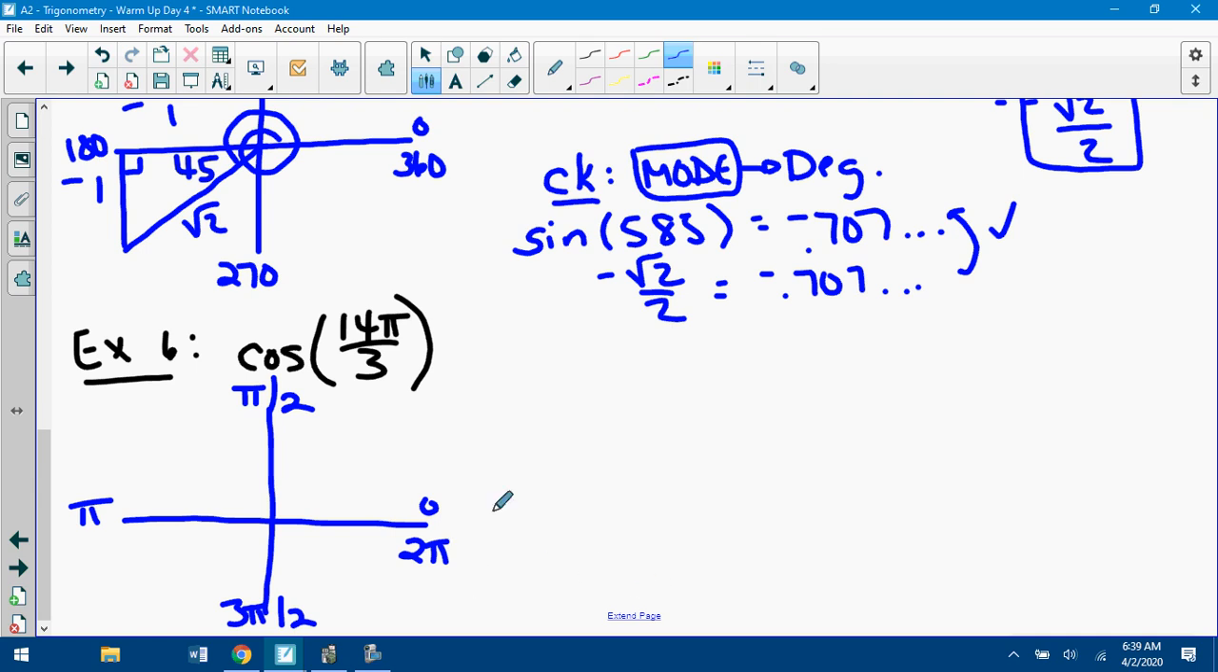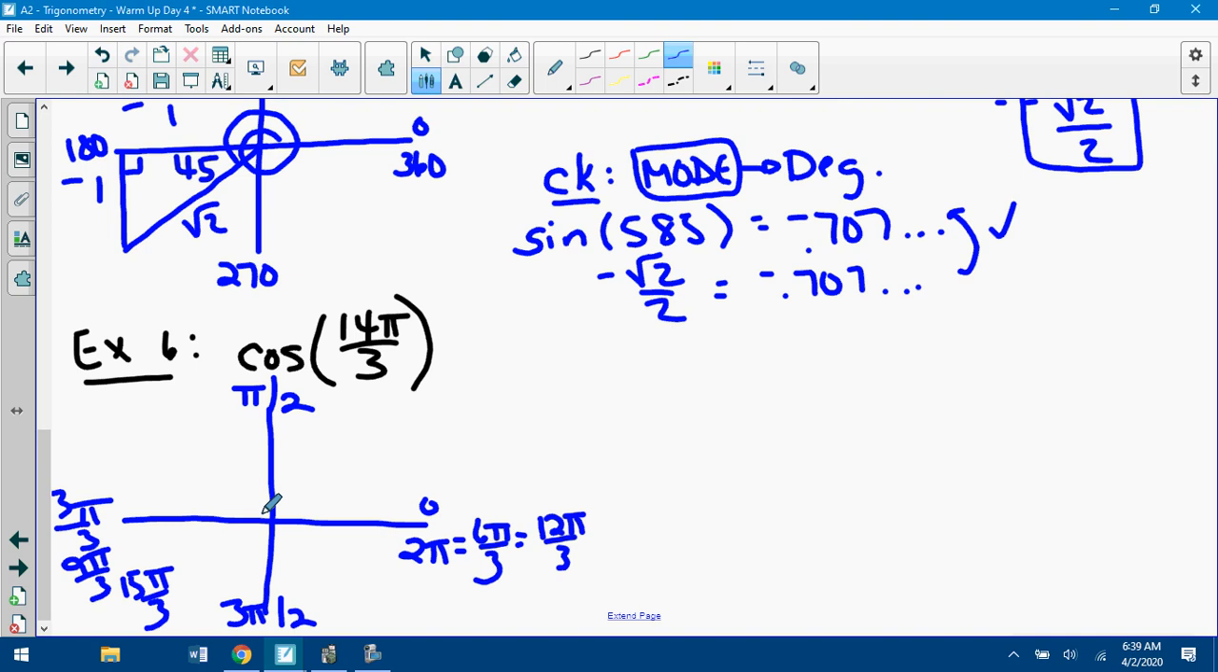All right, so I'm over 3. So this would be 3 pi over 3. I got to go all the way to 14. What would 2 pi be? 6 pi over 3. Still got to go further. I've got 3 pizza slices. 3 more is 6. 3 more is 9 pi over 3. 3 more would be 12 pi over 3. I still got to go further. 3 more would be 15 pi over 3.